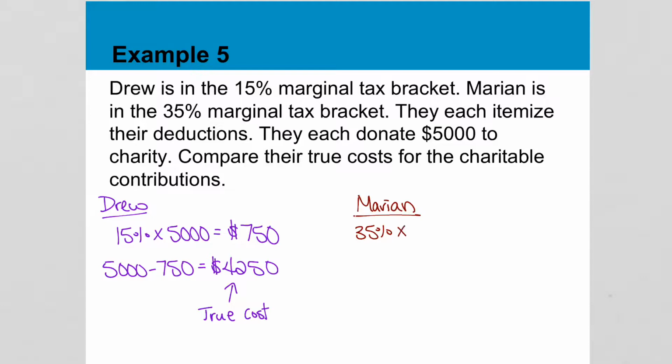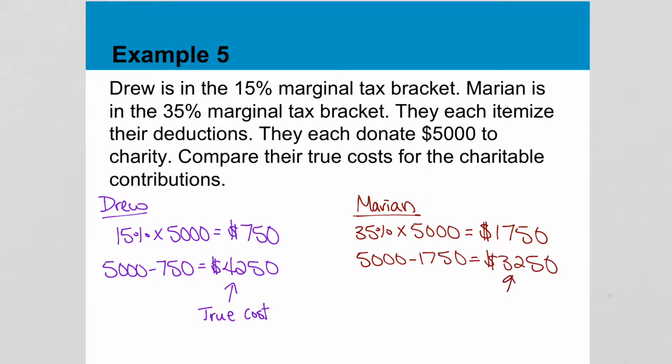Marion is in the 35% tax bracket. She makes more money. So she gets a higher tax rate, but she also gets a higher amount on her deductions. And it's not broken down, 10, 15, and so on. It is the whole 35%. So she saves $1,750. So at the end of the year, her true cost, since she gets back $1,750, she's only really paying $3,250.